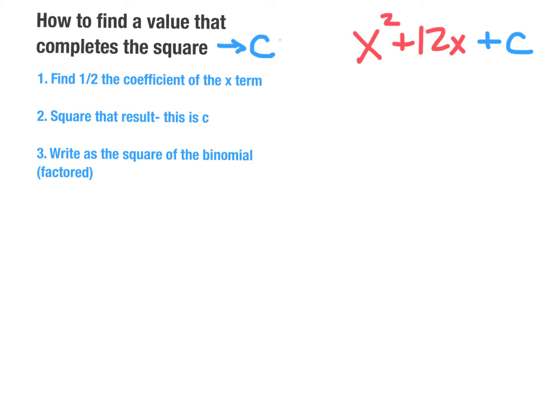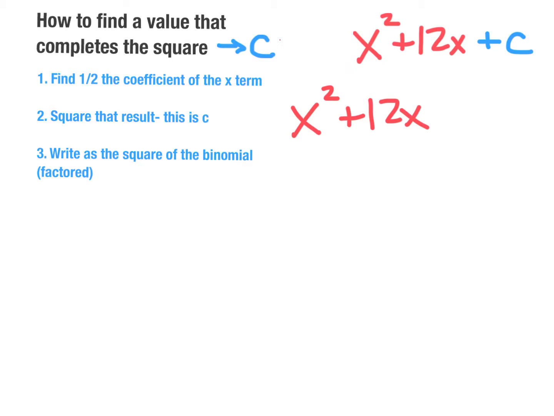Alright, so let's say that we started with x squared plus 12x and we were asked to complete the square. Well, the first thing that we have to do is figure out what's this value of c that's going to complete the square. Well, to find that, we have to first take half the coefficient of the x term, so half of 12, and then square that result. That'll be c.